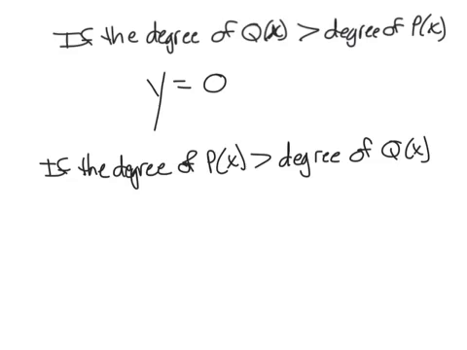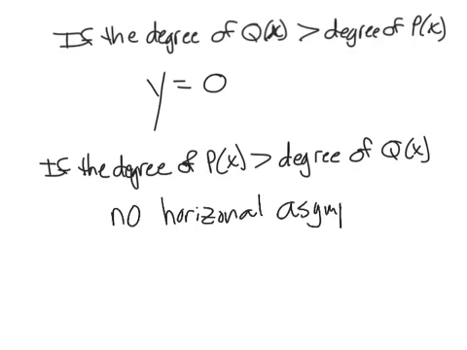Finally, if the degree of the numerator is greater than the degree of the denominator, we don't have a horizontal asymptote, and the function just keeps increasing. So there's no horizontal asymptote in that case. We might have something called a slant asymptote, which we may get into if we have some extra time. That's where the degree is only 1 degree higher in the numerator than the denominator, and then the asymptote is aligned with a specific slope, but it's not horizontal. So the horizontal asymptote doesn't exist if the degree of the numerator is greater than the denominator.